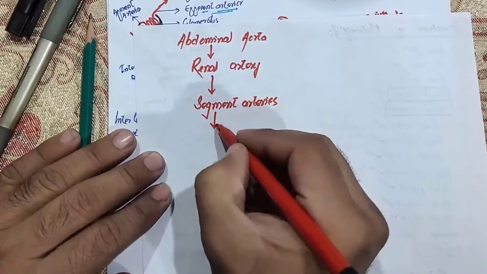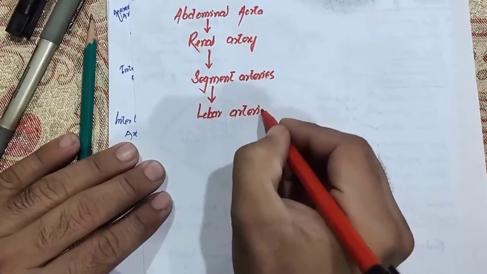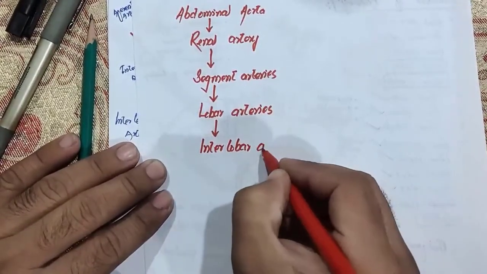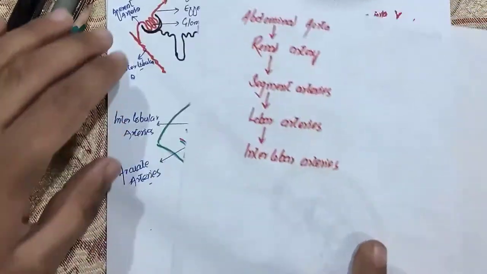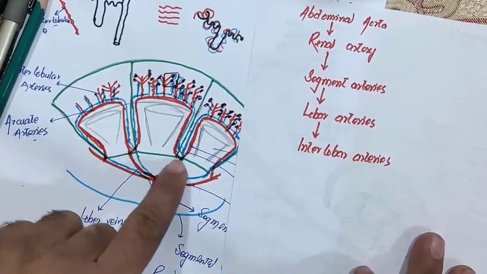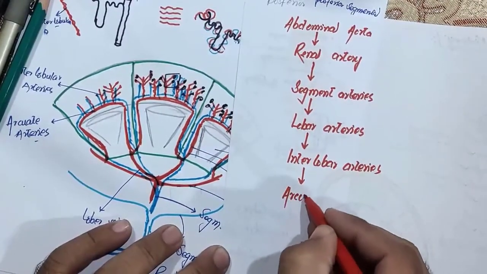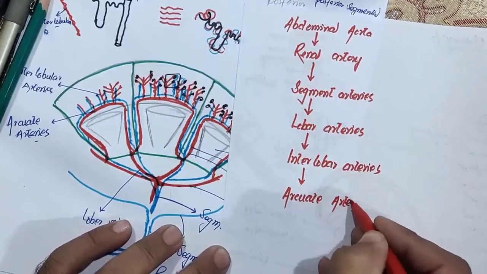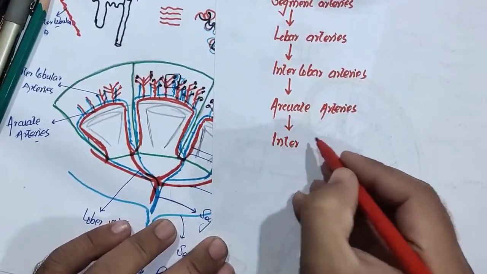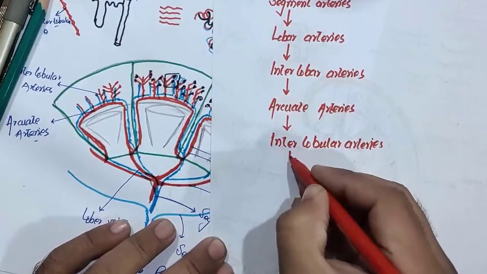Segmental arteries will give what? Lobar arteries. Lobar arteries will give interlobar arteries. Now look, it's quite easy. We have written here segmental artery, these are lobar arteries, and lobar arteries will give interlobar arteries, and interlobar arteries will give arcuate arteries. Then arcuate arteries will give interlobular branches. Interlobular arteries. Done.